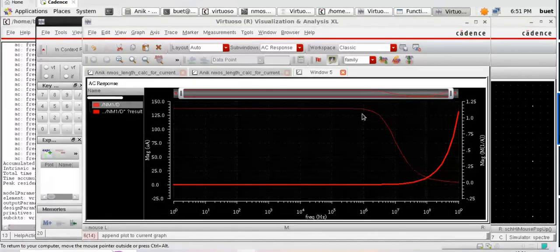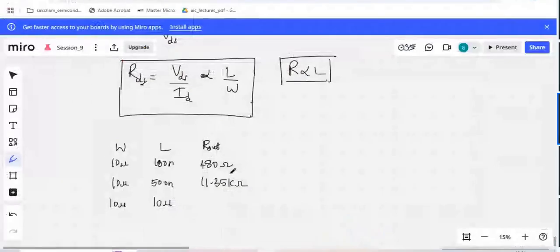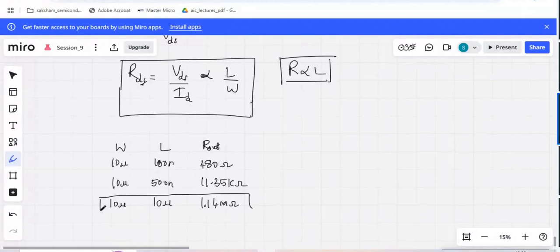That means if I increase the length, because see what has happened over here. First let's try to make a note of this. Now this is 1.14 mega ohm. This is pretty good. So I think we can fix up the length and width of this MOSFET as 10 micrometer by 10 micrometer, and the same MOSFET with the same length and width can be used for designing the current source.